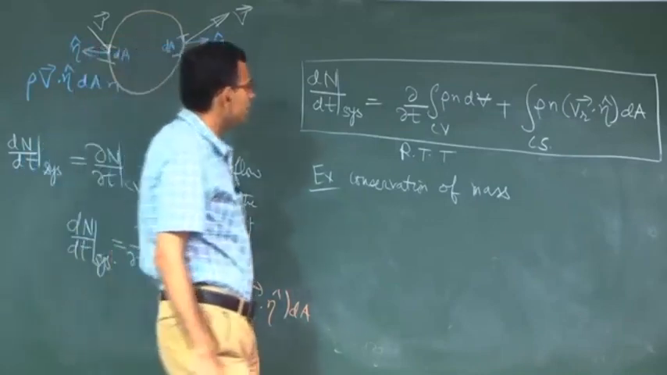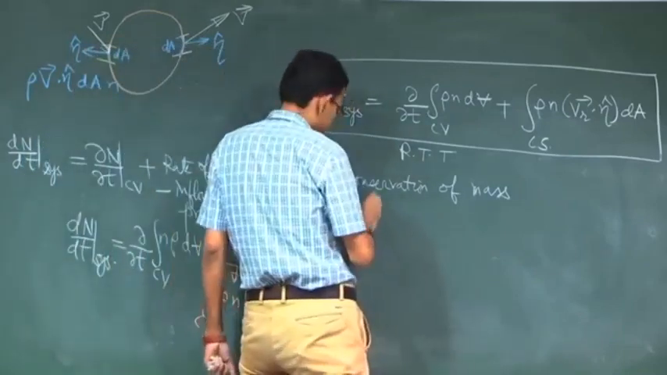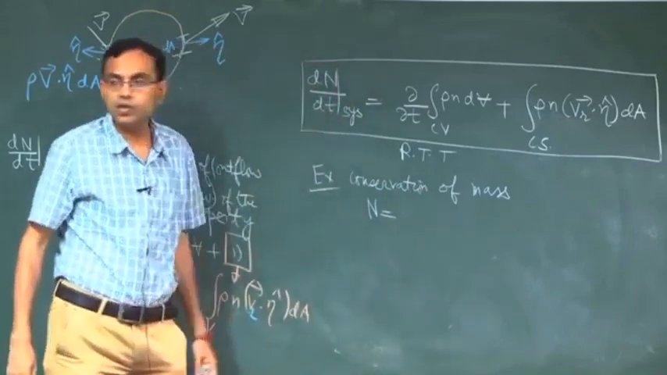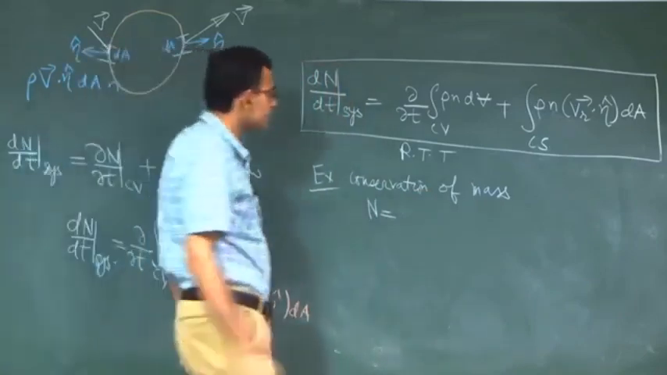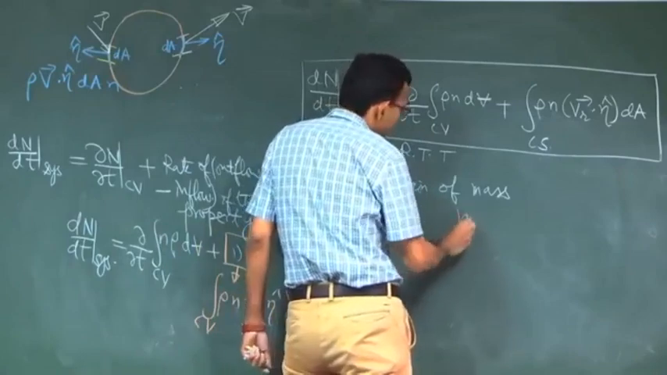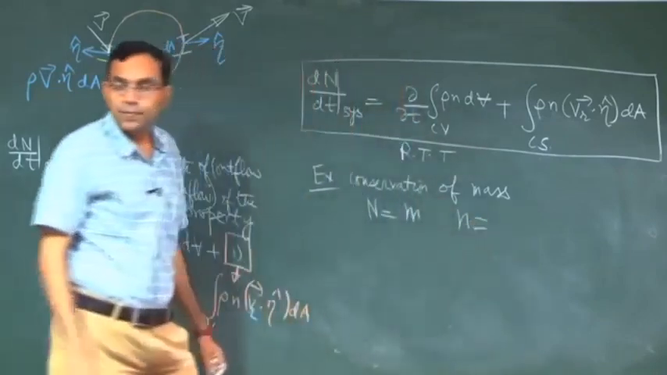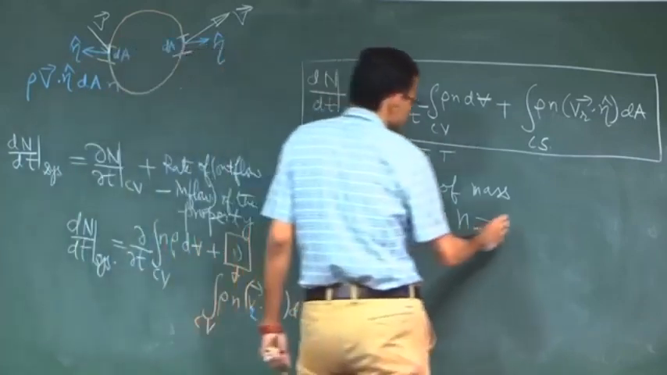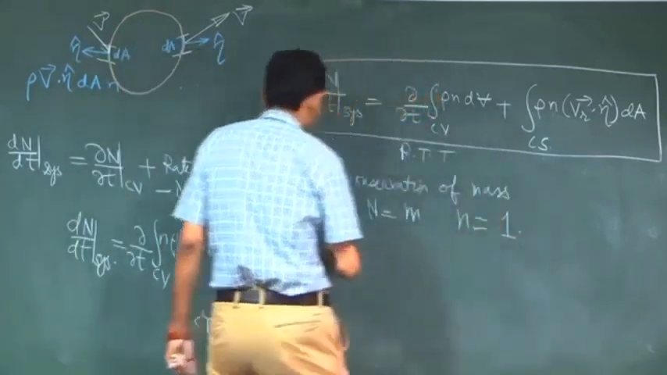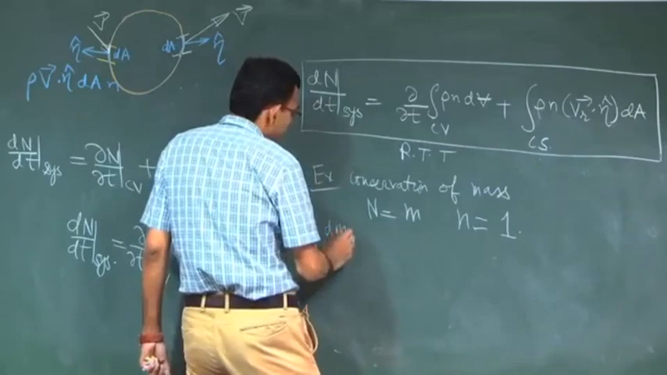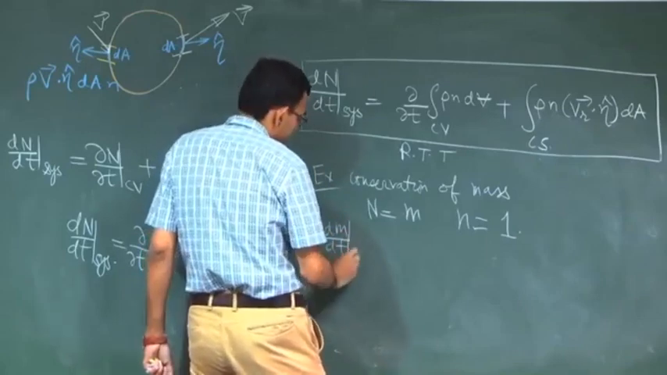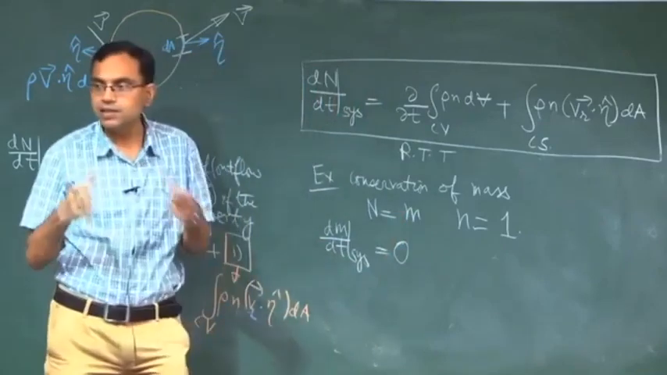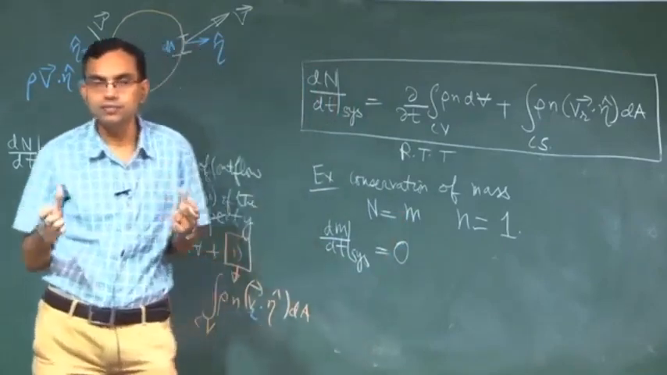So, in conservation of mass, what is capital N? It is the total mass of the system. What is small n? Capital N per unit mass, that is 1. And what is dm dt of the system? This is 0. By definition, a control mass system is something of fixed mass.